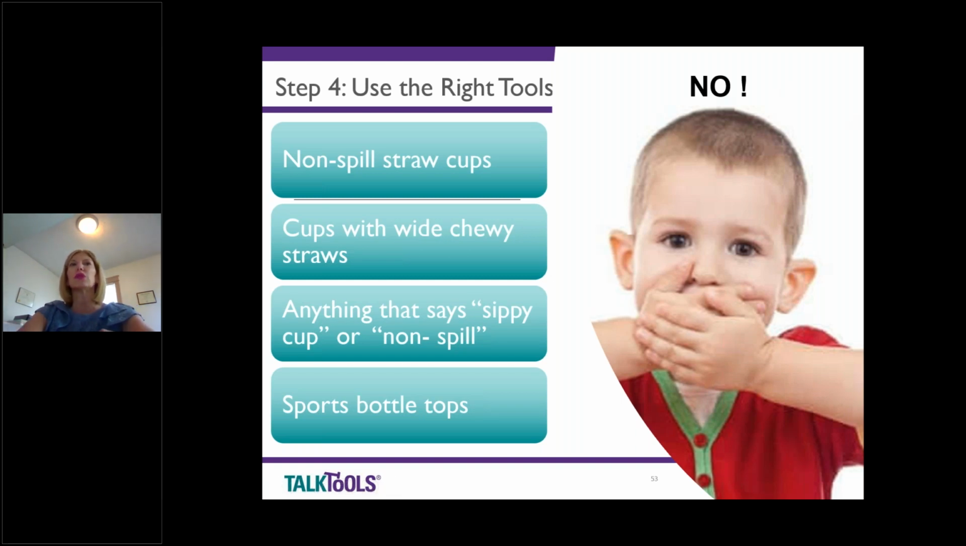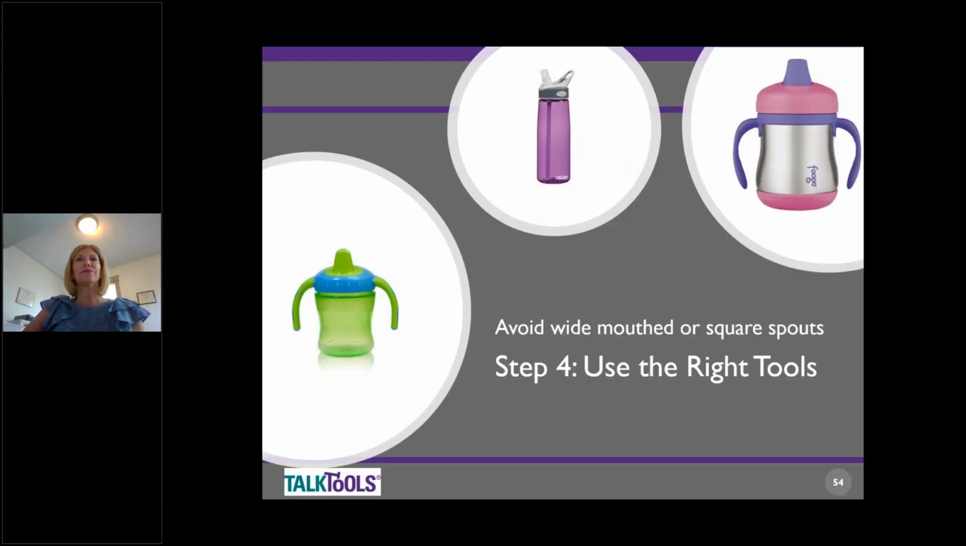So using the right tools, avoid non-spill straw cups, avoid cups with wide, chewy straws, anything that says sippy cup or non-spill, and anything with a sports bottle top, that pop-up top. You can see in the pictures, this is your traditional sippy cup, but now if you look at these cups that are being sold in the mainstream, like at Target or Walmart, they're adult cups that have the same exact spout. If you look here, it's not that much different.